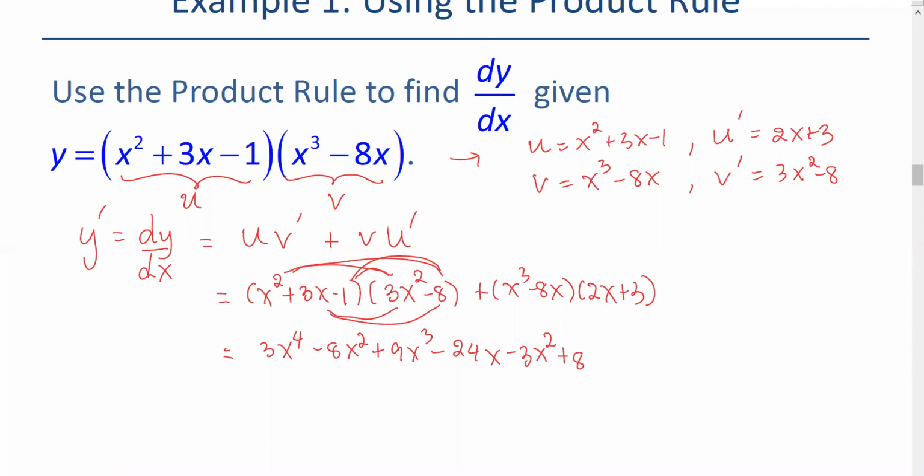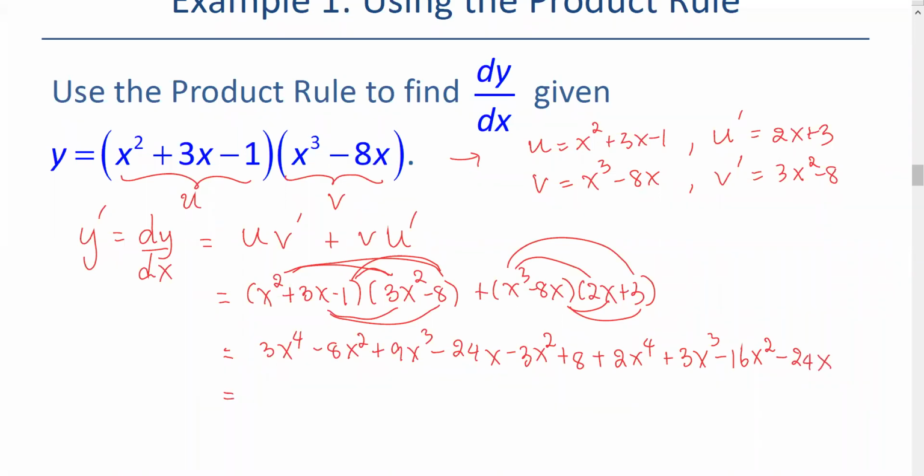And do the same for the second product. X to the third times 2x gives us 2x to the fourth. X to the third times 3 gives plus 3x to the third. Negative 8x times 2x gives negative 16x squared. And the last product, negative 8x times 3 gives us negative 24x.